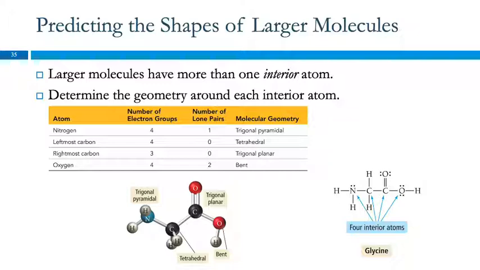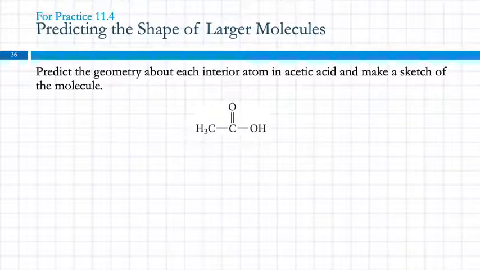And then we can try to draw it. So they've got an illustration of the model. And we're going to do this one. So this is acetic acid. Predict the geometry around each interior atom in acetic acid and make a sketch of the molecule. I won't make you do that on an exam because I don't want to have to evaluate it. Just being honest there.